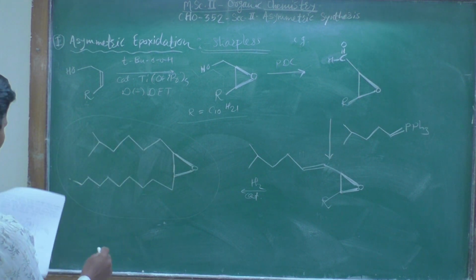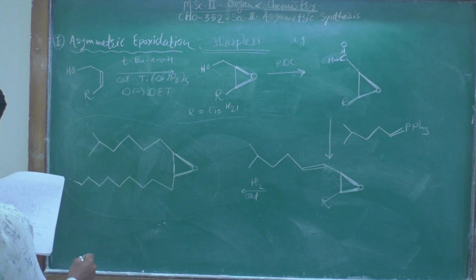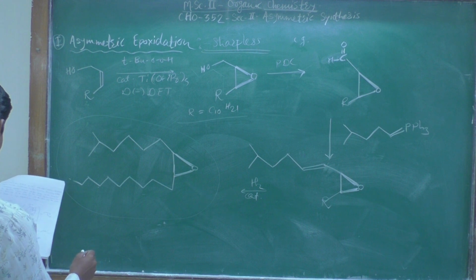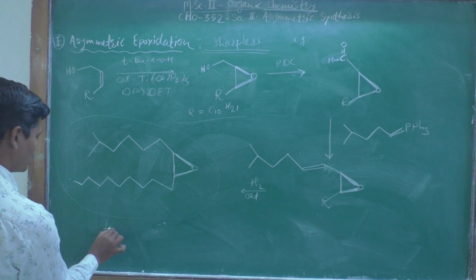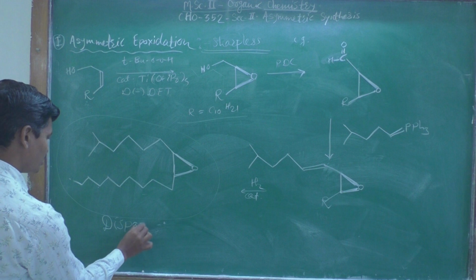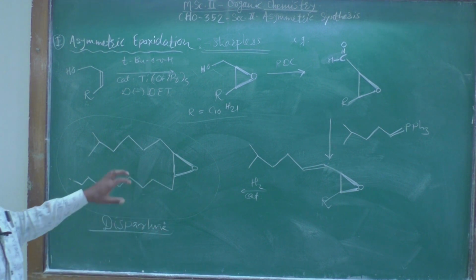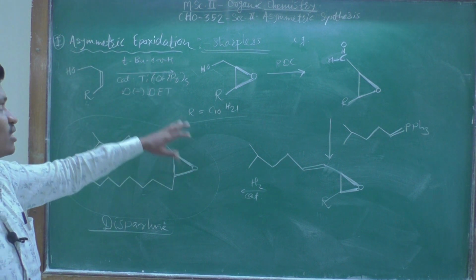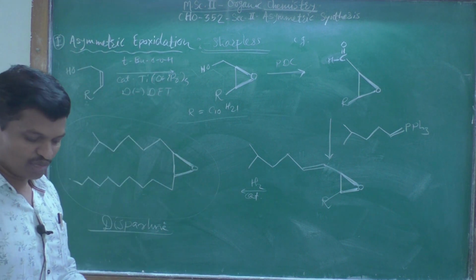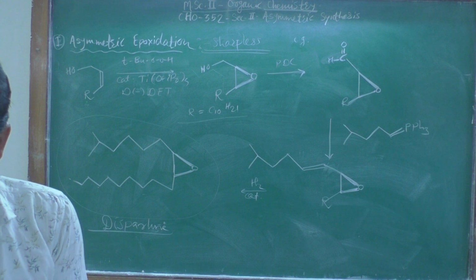And what is this molecule? This is disparlure. So this is the final molecule, and this final molecule can be prepared by using this strategy known as Sharpless asymmetric epoxidation. Okay, I think you got it.